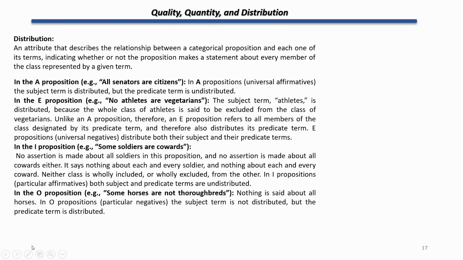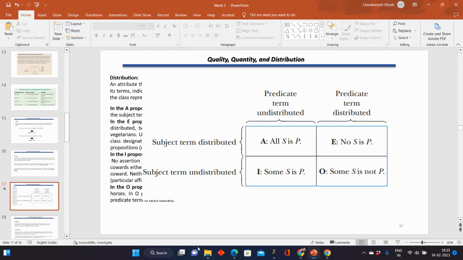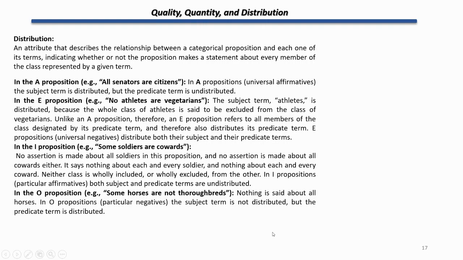So this is basically the same thing that I told earlier. So this proposition is universal affirmative, and it means that here the subject term is distributed, and the predicate term is undistributed.